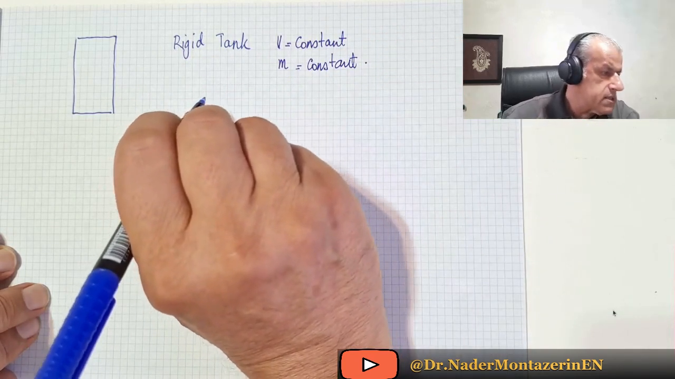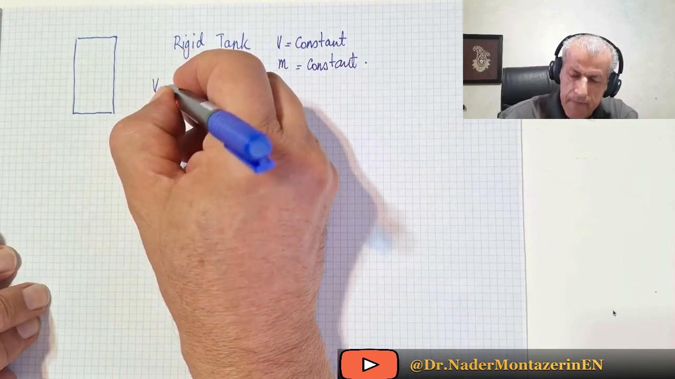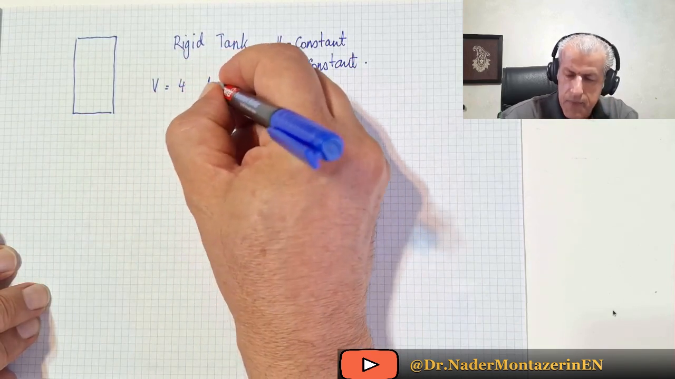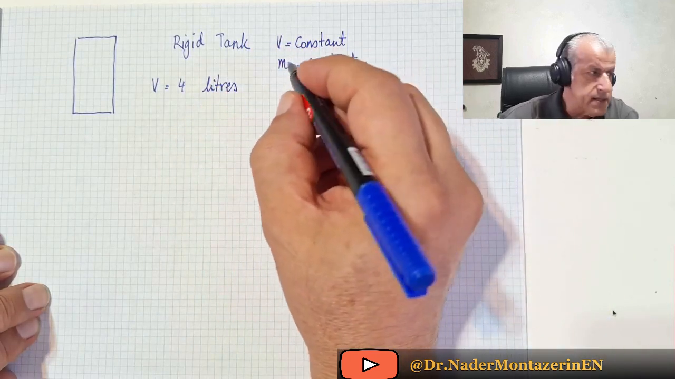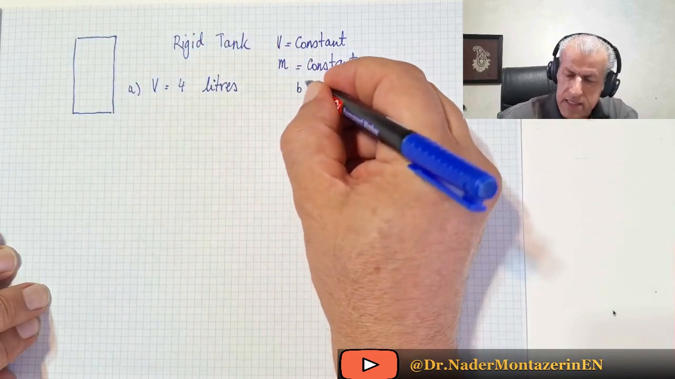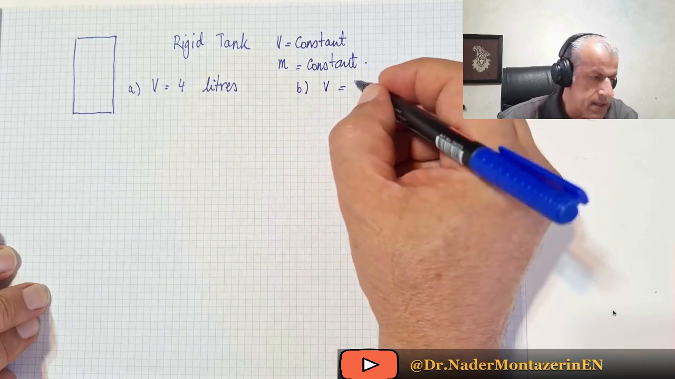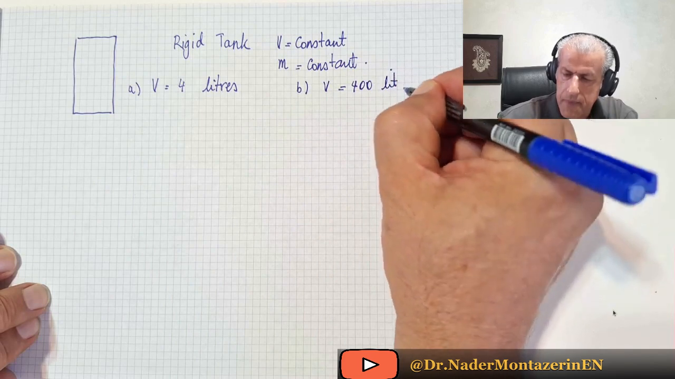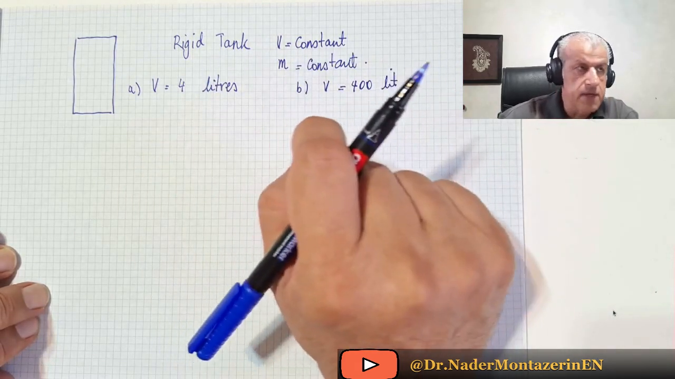Now, it takes two cases. One is that the volume is 4 liters, and this is case A, and the other case, case B, is that the volume is 400 liters. So these are the two cases that we studied.